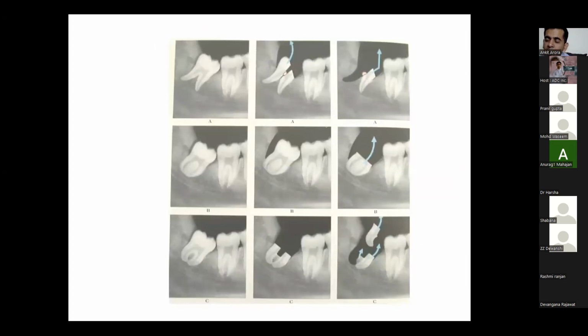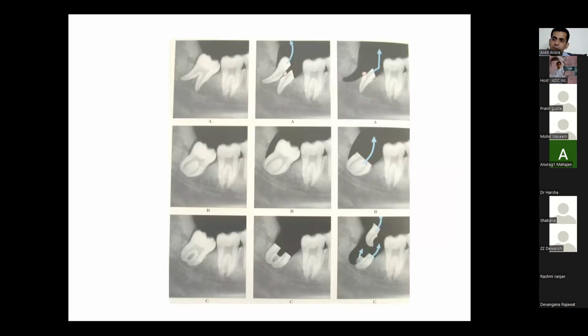Now let us further see how we are going to section the roots in and around the wisdom teeth.